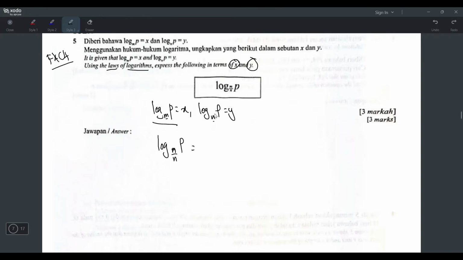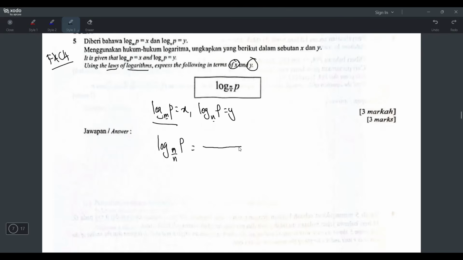But this question, they want to make it a bit harder. This one is in base m, this one is in base n. So you don't know which one to change, right? Some of you might say change to base m, or maybe some of you change to base n. But let me tell you, both cannot. If you change to base m, you will not get the answer. You change to base n also, you will not get the answer, right? Let me tell you what you should do instead. You should not change to base m and base n first. Don't do that first. Instead, what you do, you change to base p.